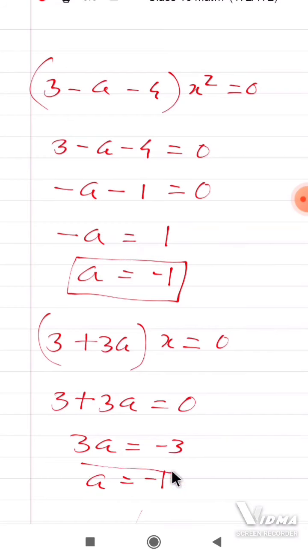That means in both cases we found the value of a equals to minus 1, which is going to be correct, because the value of a is not getting different, it is the same for both things. Okay, now let us try to find out the value of b. How will you find out the value of b?